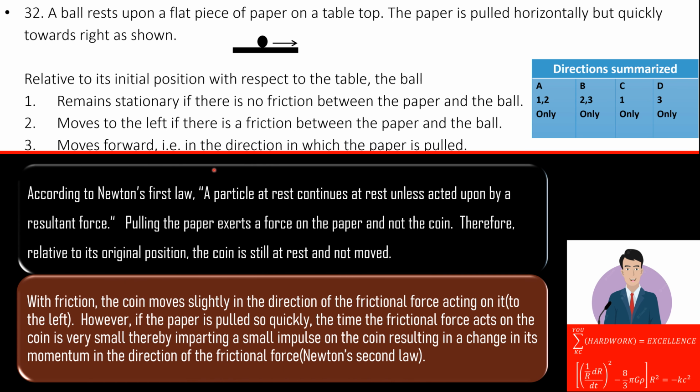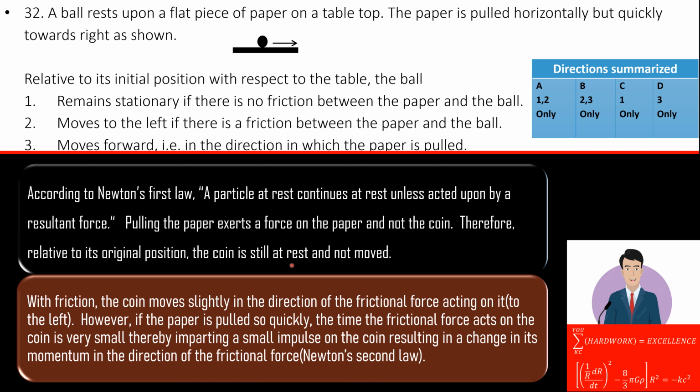According to Newton's first law, a particle at rest continues at rest unless acted upon by a resultant force, right? Of course, that's one component of the law. The full law states that a particle at rest or moving in a straight line with a uniform velocity continues to do so until acted upon by a resultant force. So a particle at rest continues at rest unless acted upon by a resultant force. Pulling the paper exerts a force on the paper and not the coin. Therefore, relative to its original position, the coin is still at rest and not moved.